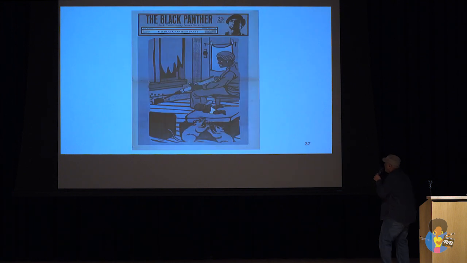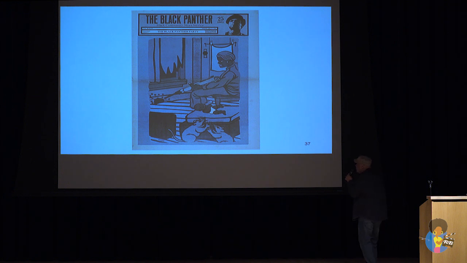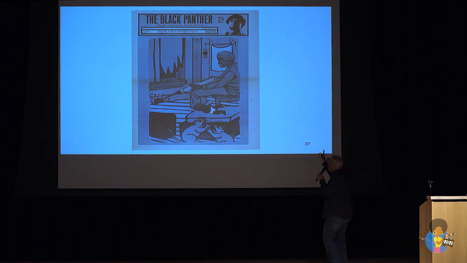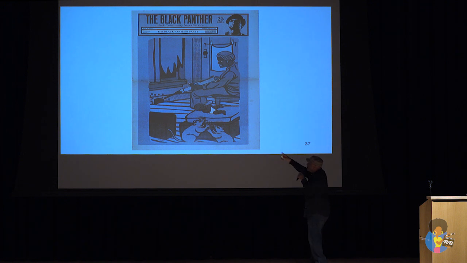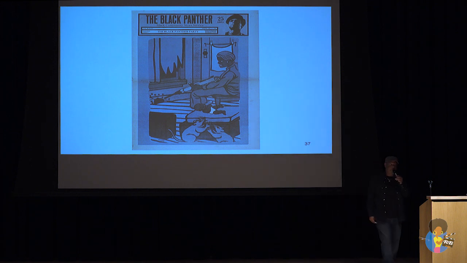Next, please. We want decent housing fit for the shelter of human beings. That was one of the 10 points of the 10-point platform and program of the Black Panther Party. And here you show the mother trying to protect her baby from the rodents, and the rodents coming around, sneaking up to attack the baby. It was meant to be provocative in that way to bring attention to that issue.